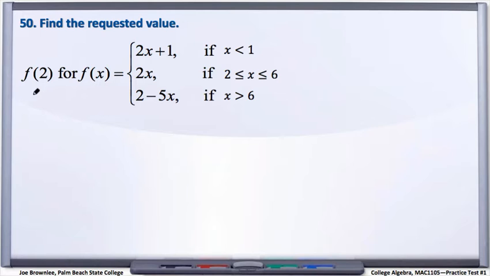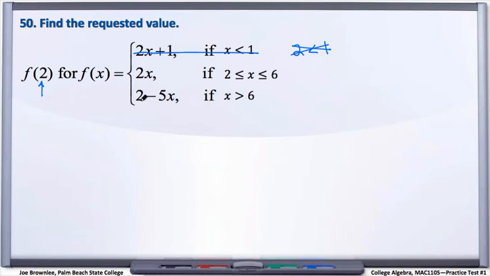So let's see. If they want us to find f of 2, let's see which piece of this function we're going to use based on the domain restriction. So where does 2 fall in the domain based on what we've been given? So we're going to use this first piece if x falls within the domain for this particular piece. So let's see. 2 is less than 1. Is that a true statement? No, right? That's false. That's not true. So we're not going to use this piece.